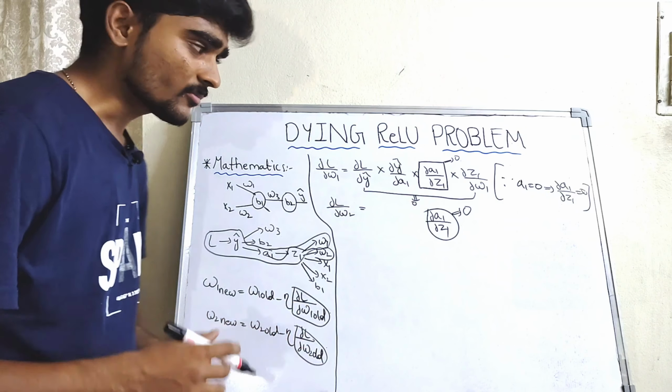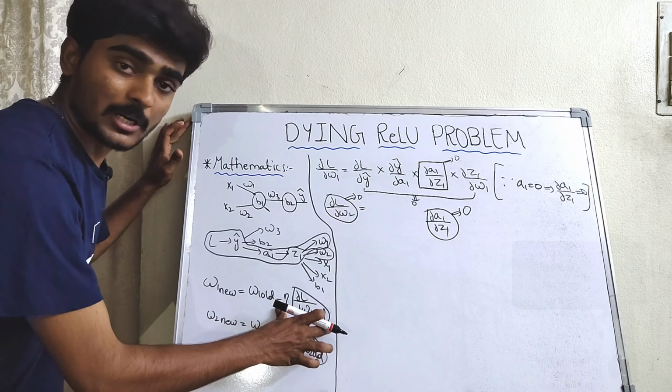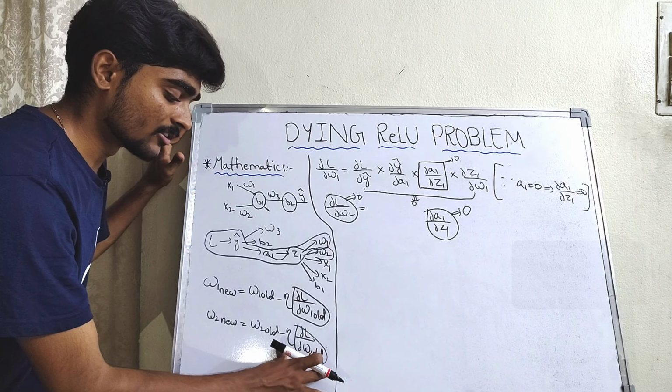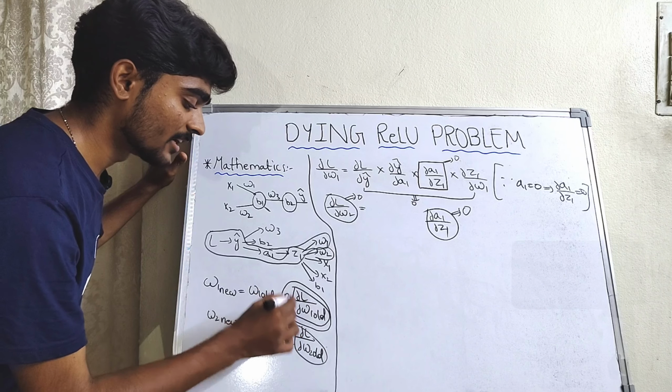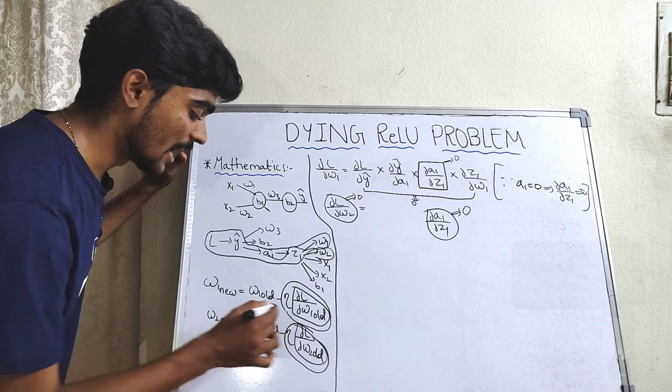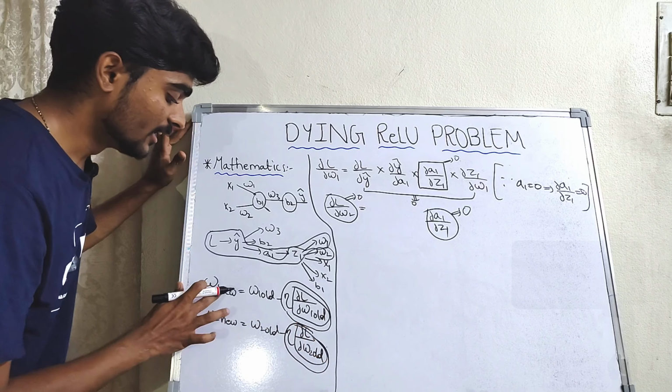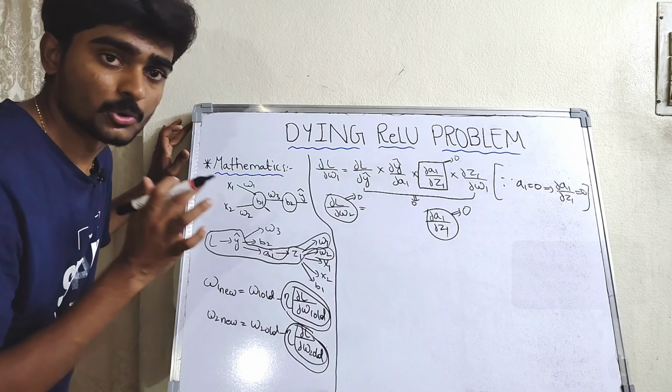Okay, dou a1 by dou z1 will also be equal to 0, and when I multiply 0 with respect to these terms, this entire gradient value will be equal to 0. Now when the gradient values are equal to 0 and I multiply them with the learning rate, this entire term becomes 0, and W1 new will be equal to W1 old, and W2 new will be equal to W2 old.